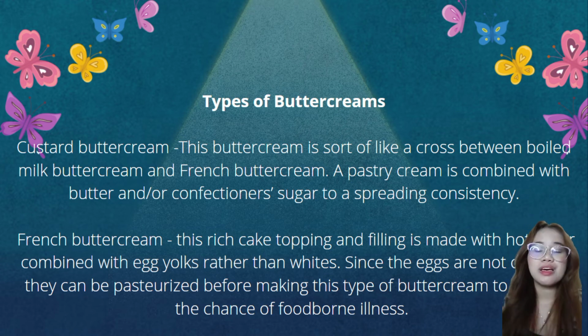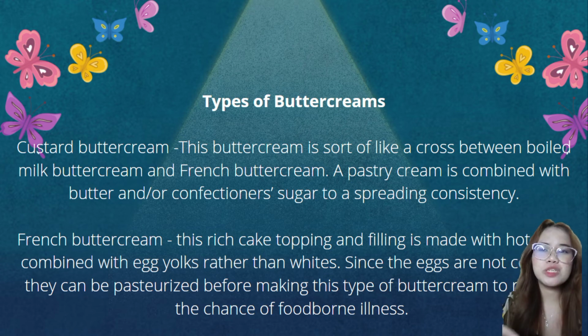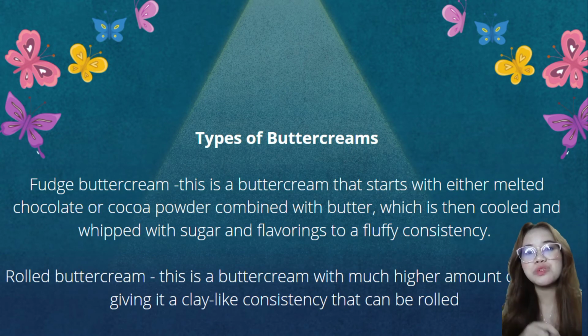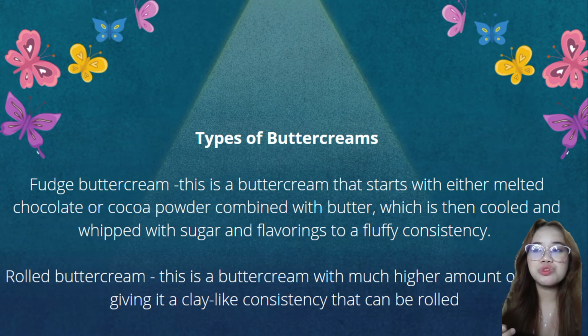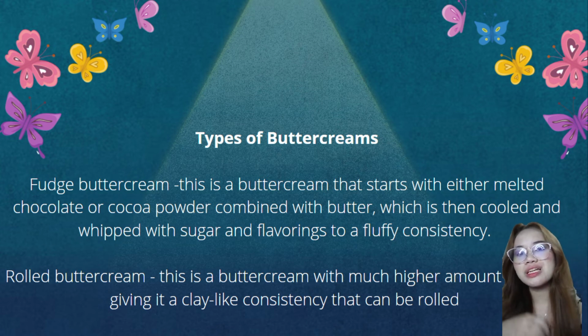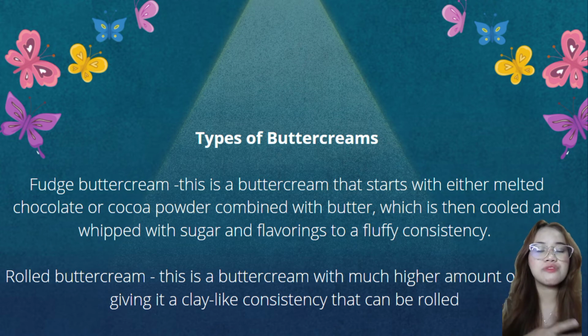Okay, next slide. Fudge buttercream. So fudge buttercream, this is a buttercream that starts with either melted chocolate or cocoa powder combined with butter, which is then cooled and whipped with sugar and flavorings to a fluffy consistency.